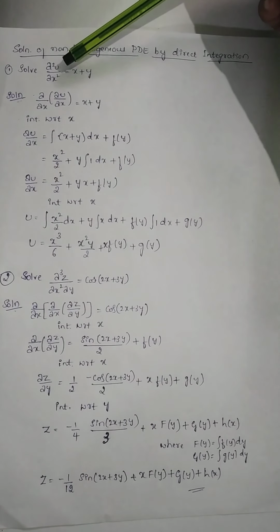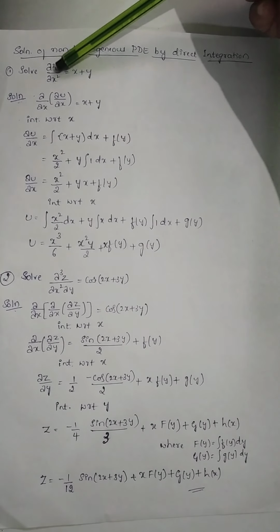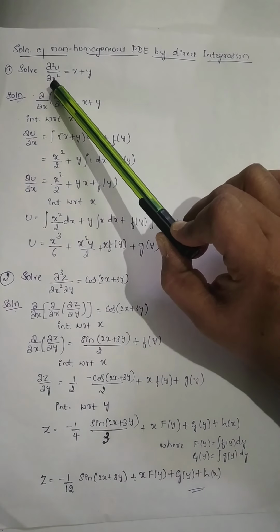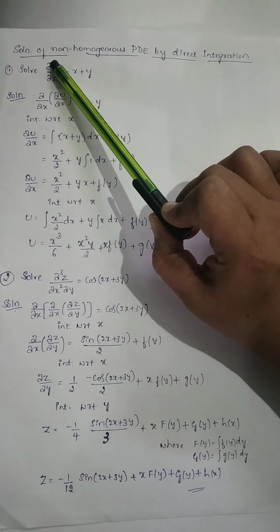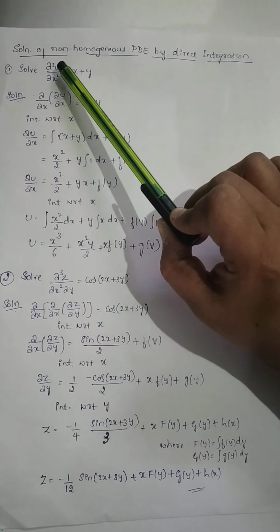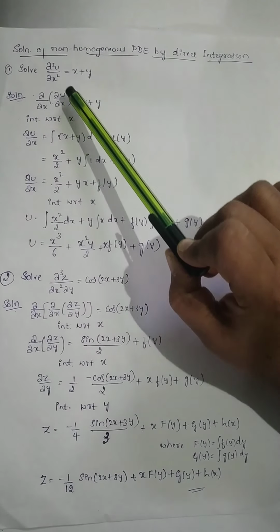And now the solution for this problem will be u. So we need to remove the differential operators from this equation to get the final answer for u. Now we'll see the solution. So this del square u by del x square can be written as del by del x of del u by del x. The RHS will be as it is.